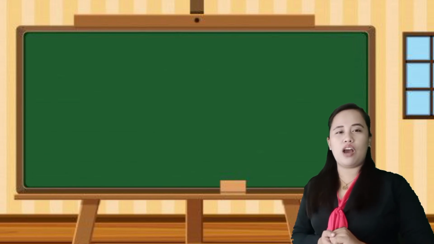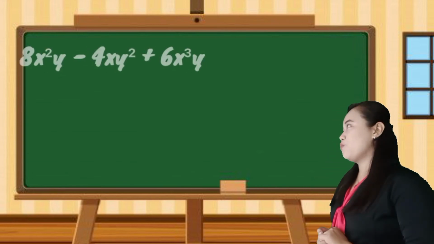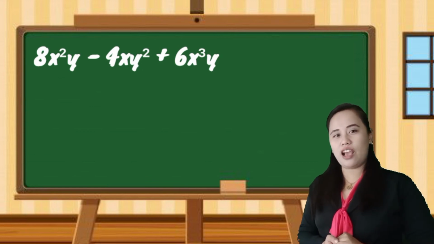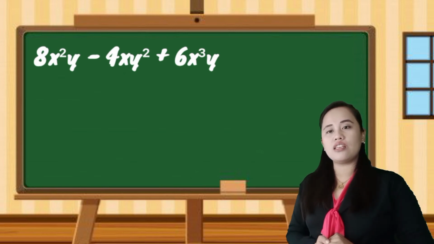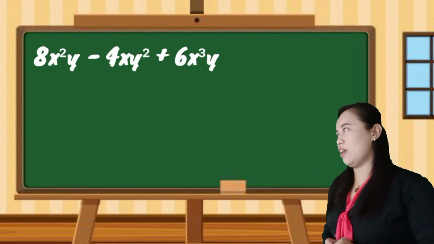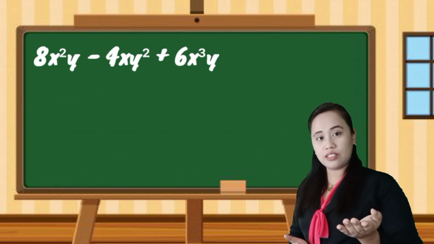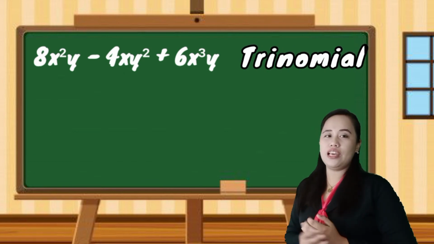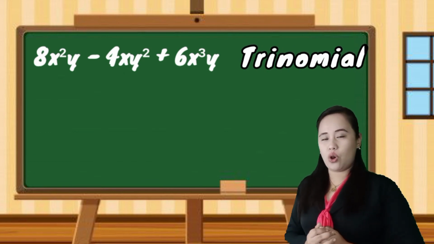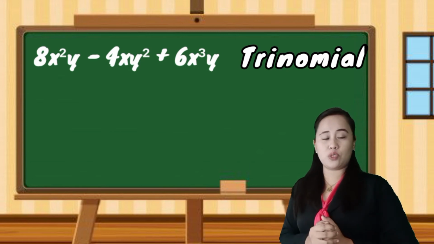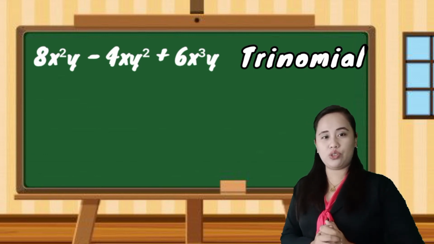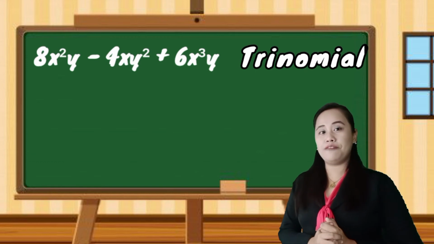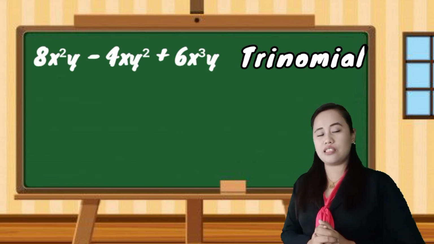So let's now move on to our second example. Okay? So for our second example, we have here 8x squared y minus 4xy squared plus 6x cubed y. Okay? So this is an example of a trinomial expression. So since you know that this is a trinomial expression, you also know that we have 3 terms in the given expression. So for our first step, we have to treat each term of the expression as a single term.